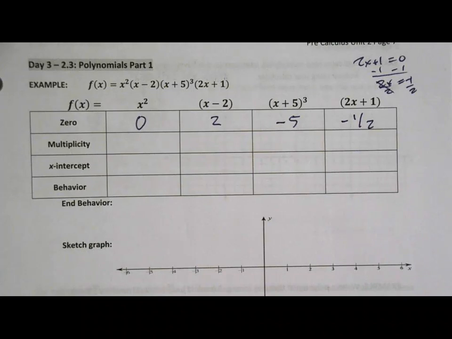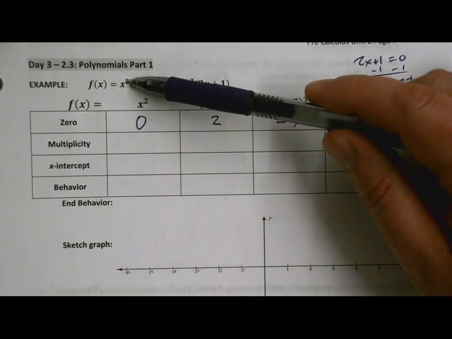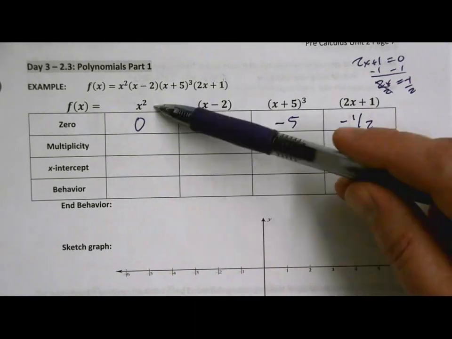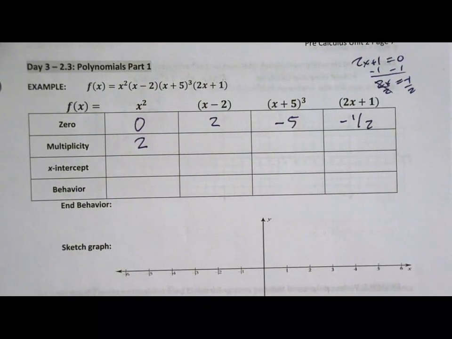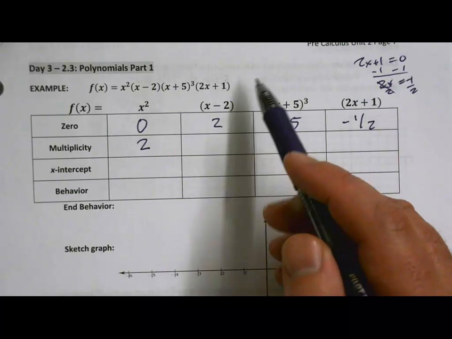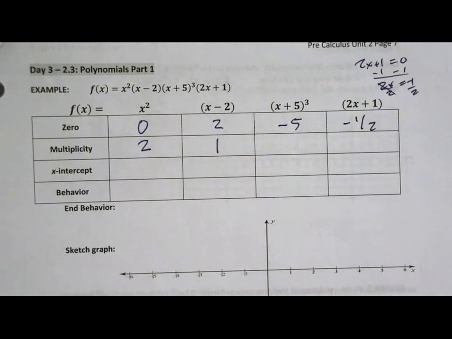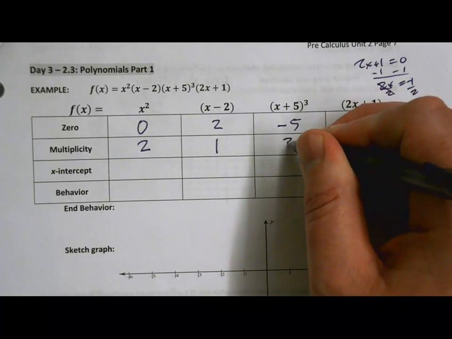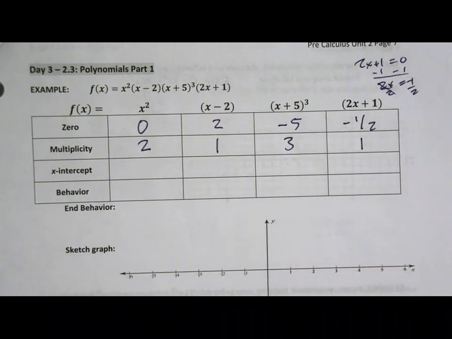All right, multiplicity is how many times that factor appears in your function. And we can find multiplicity by just looking at the exponent. So this first 0 has a multiplicity of 2 because that's x squared. X minus 2 is only a factor a single time. If it had an exponent, we would put a 1 on there. We usually don't. It has a multiplicity of 1. We can see that x plus 5 is to the third power, so it has a multiplicity of 3. And this 2x plus 1 would have a multiplicity of 1.